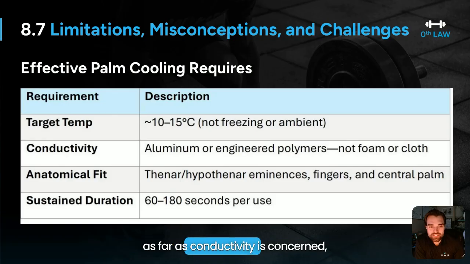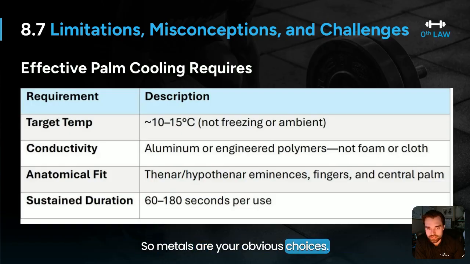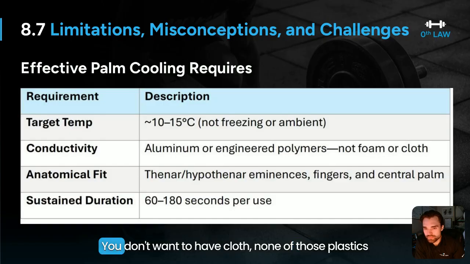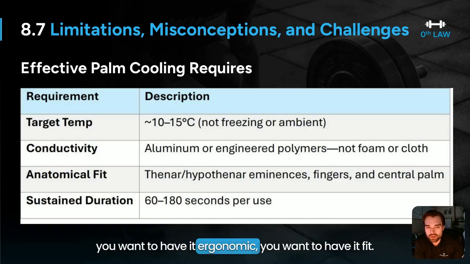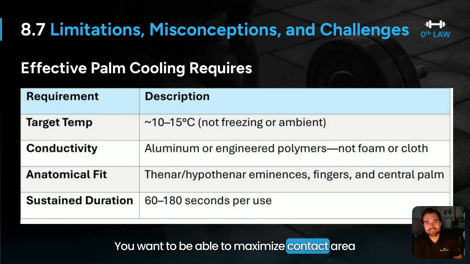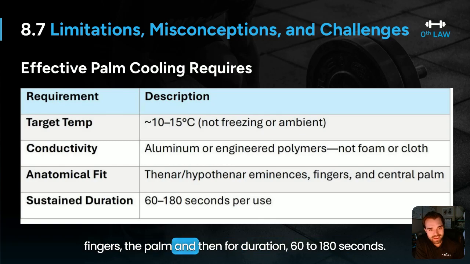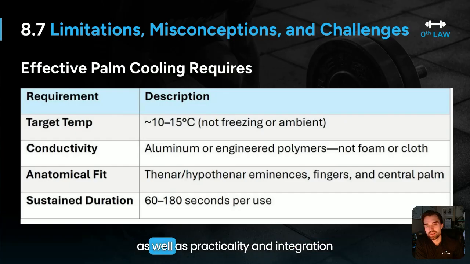As far as conductivity is concerned, maximum thermal conductivity, especially for conduction. So metals are your obvious choices, and aluminum being the most common and probably the most accessible, but not foam. You don't want cloth, none of those plastics or woods or anything like that. Anatomical fit, you want to have it ergonomic. You want to have it fit. You want to be able to maximize contact area with the thenar and hypothenar eminences, fingers, the palm. And then for duration, 60 to 180 seconds. That's going to be your sweet spot for efficacy as well as practicality and integration into whatever work you are doing.